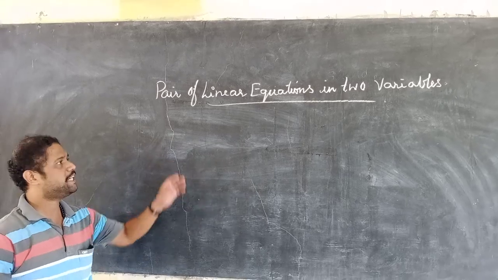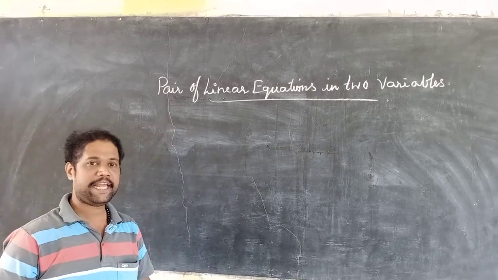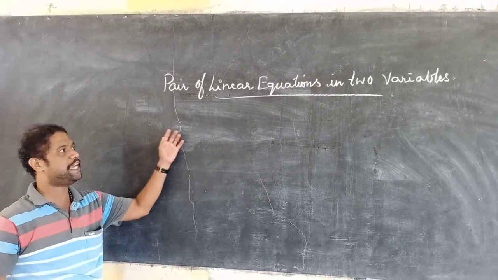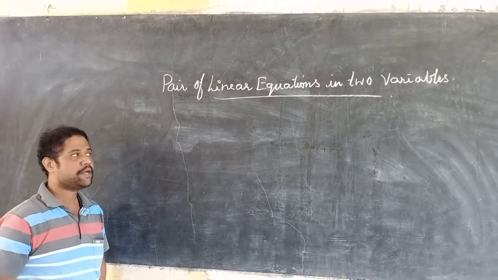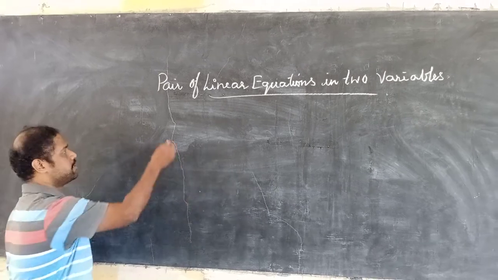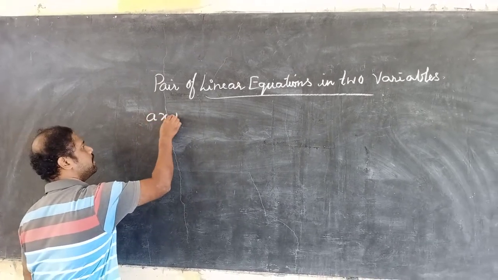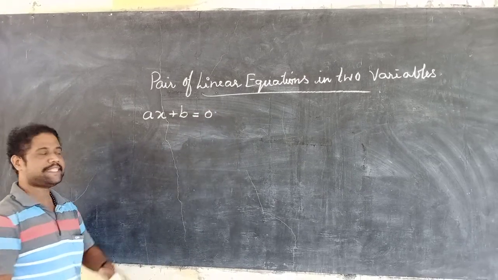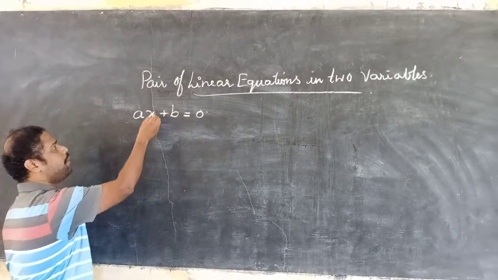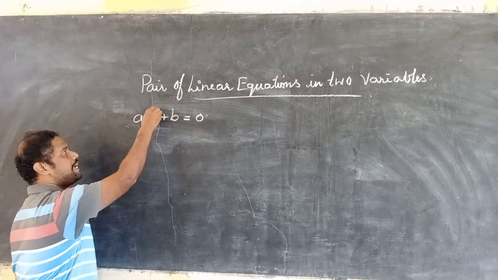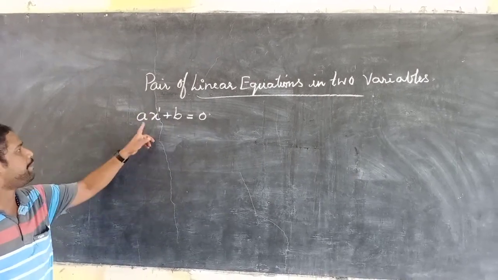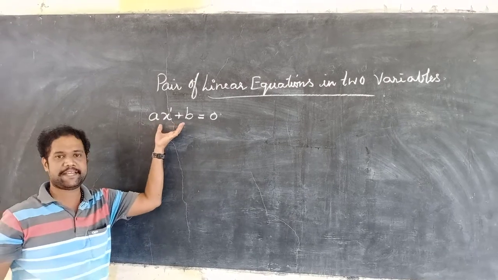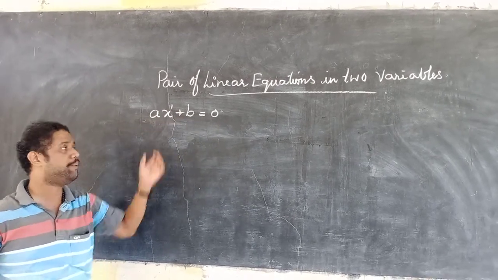Can see the chapter in 10th standard, pair of linear equations in two variables. Before connecting the pair of linear equations in two variables, we can see what is a linear equation. See here, the equation ax plus b is equal to 0 is an equation. Here only one variable, and the highest power of the variable x is equal to 1. This is just a linear equation in one variable.